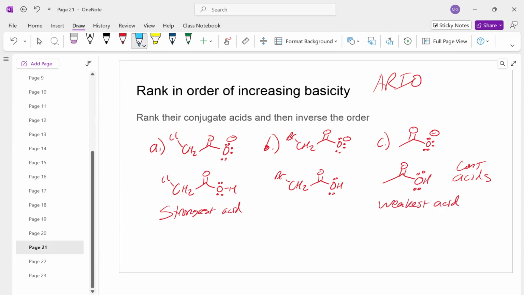So what does that mean for base? It's the opposite trend. The weakest acid will have the strongest conjugate base, and the strongest acid will have the weakest conjugate base. So if I'm going to go from least basic to most, A is the least basic, then B, and then C.